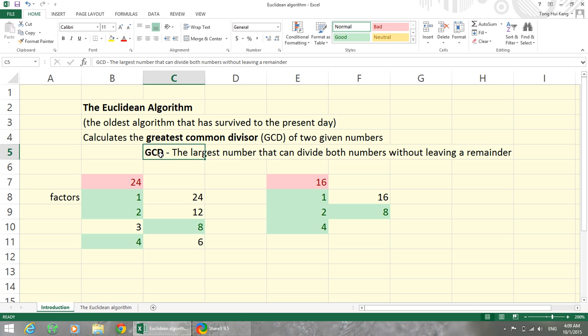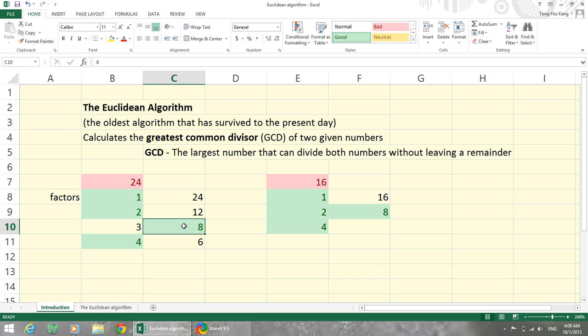So we have two numbers here, 24 and 16, and also all their factors listed out. There are some common factors, in other words, common divisors. They are in green. So the largest of them is the greatest common divisor, which is 8.